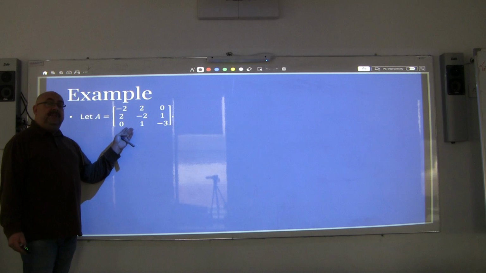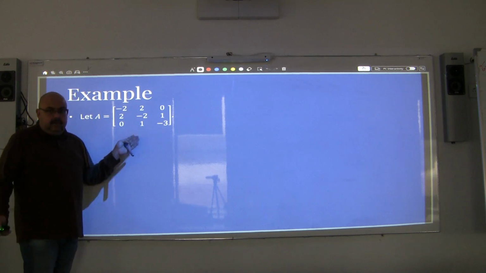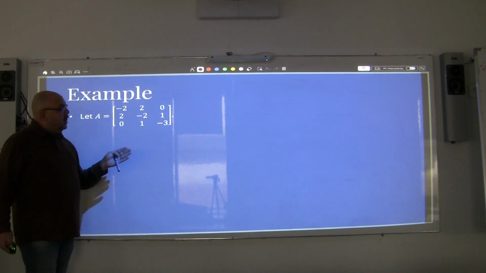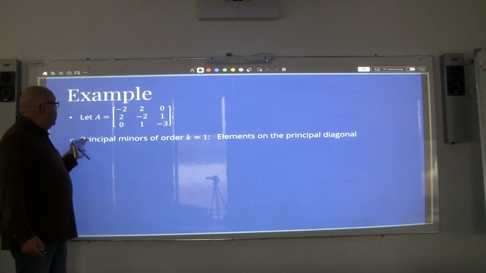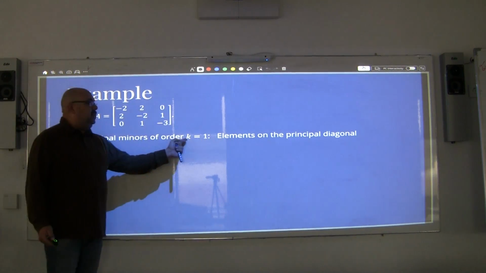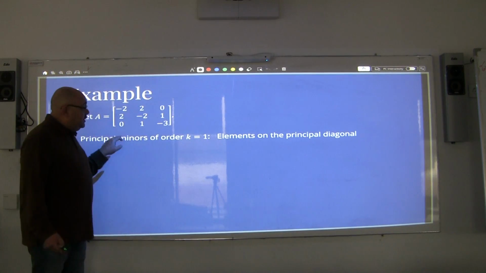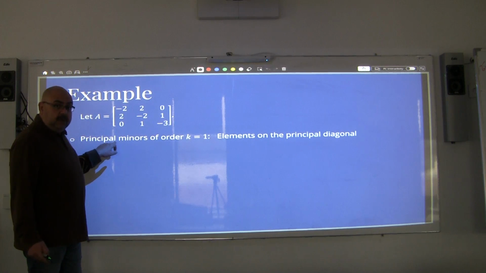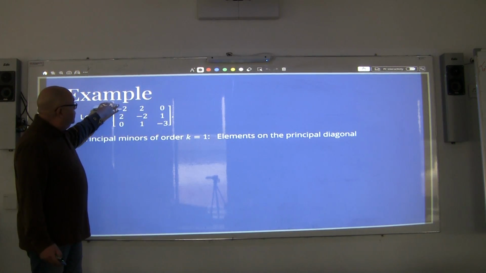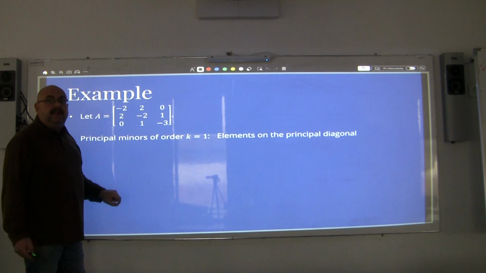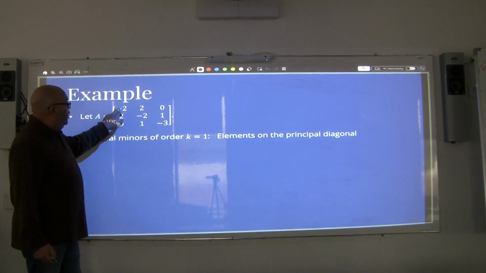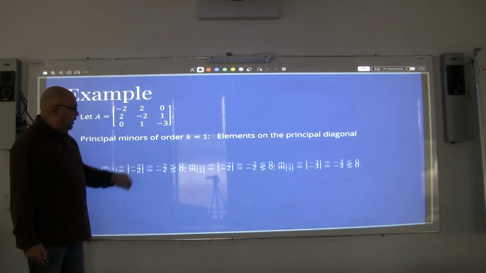Here I have a 3 by 3, so I will stop at third degree. There will be nothing else to test. I will start with K equal to 1. The principal minors of order K equal to 1 are the minors that exist on the principal diagonal, which are -2, -2, and -3.